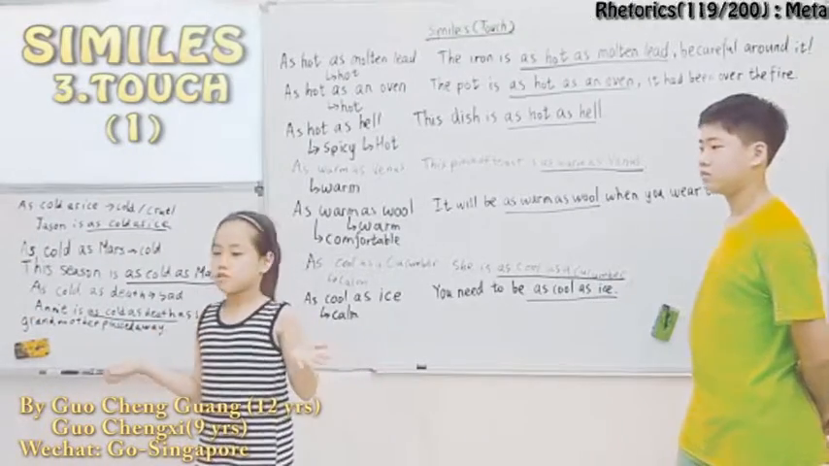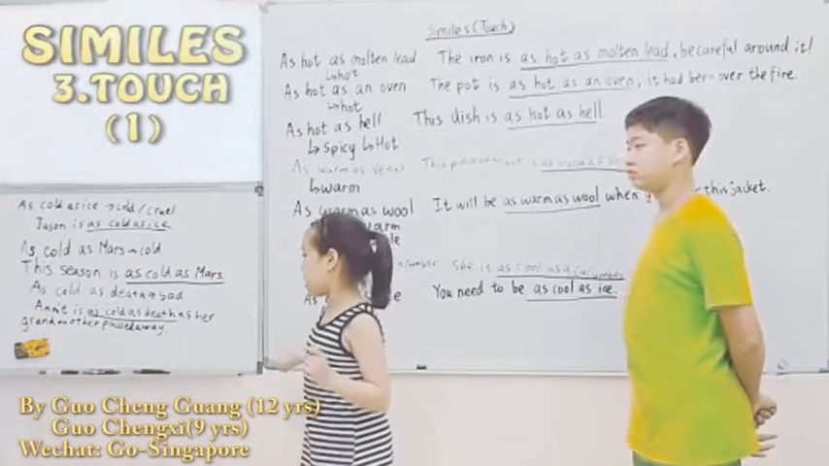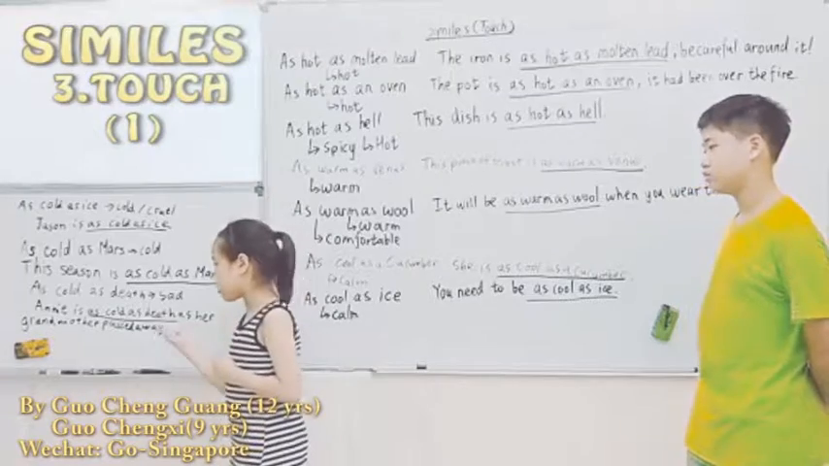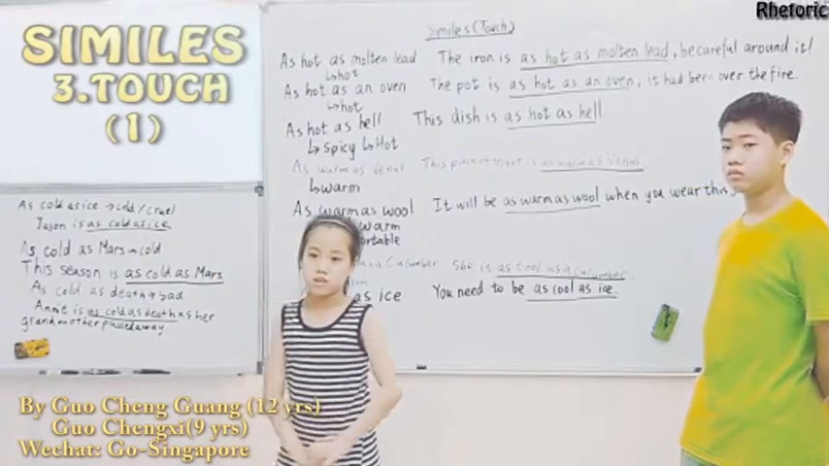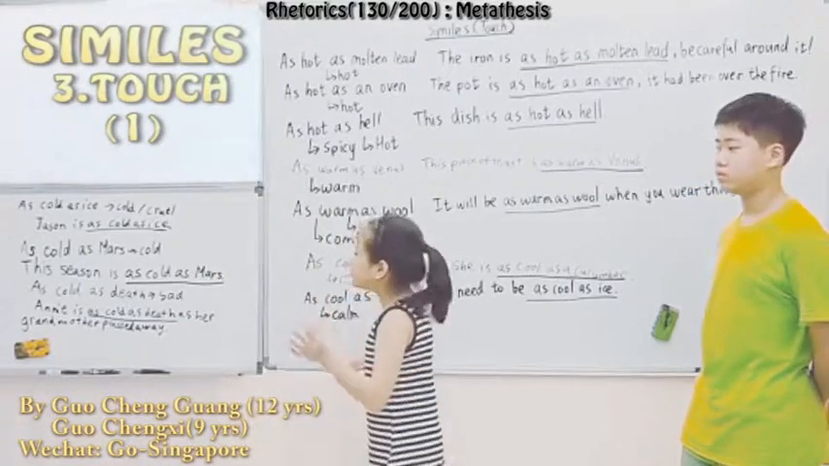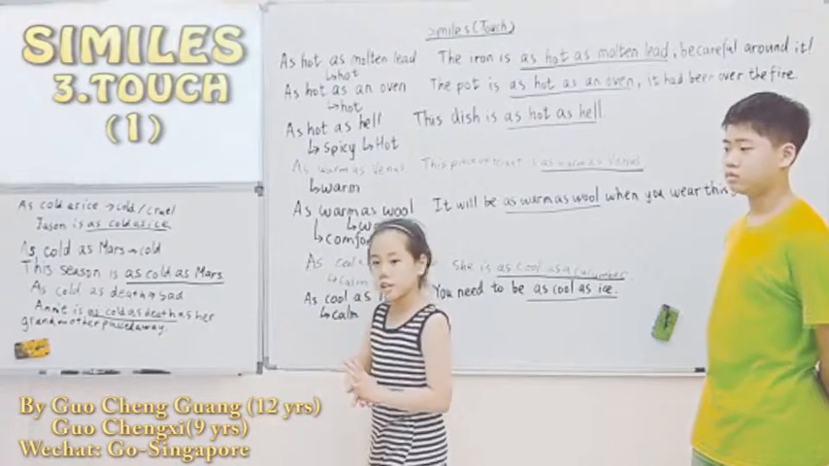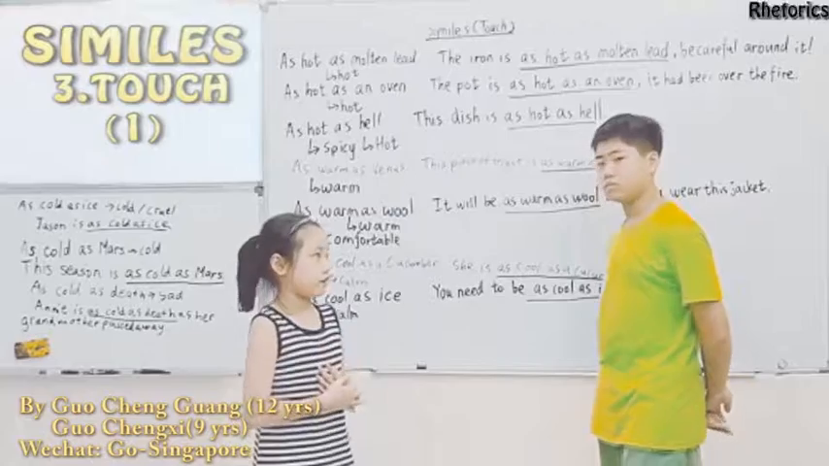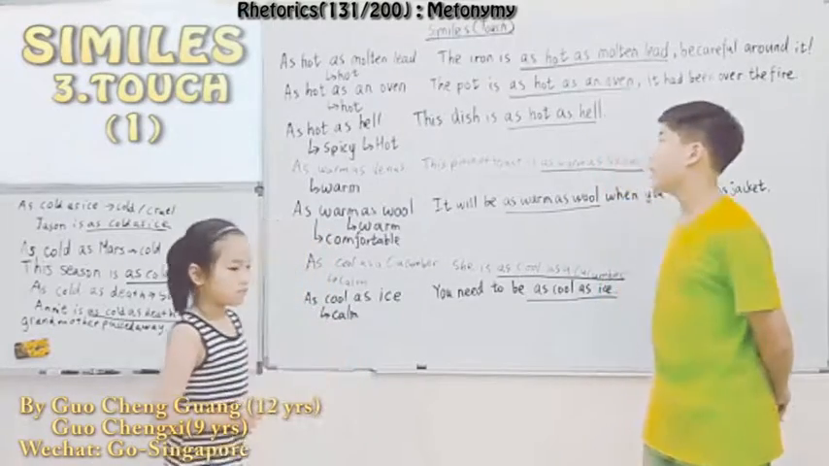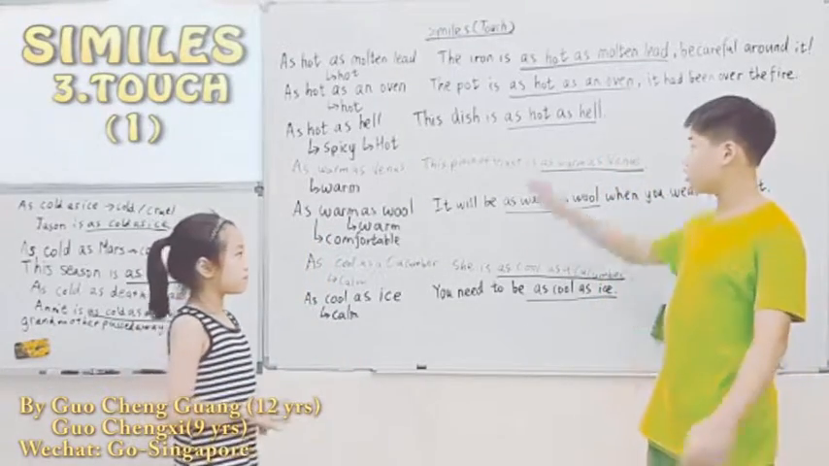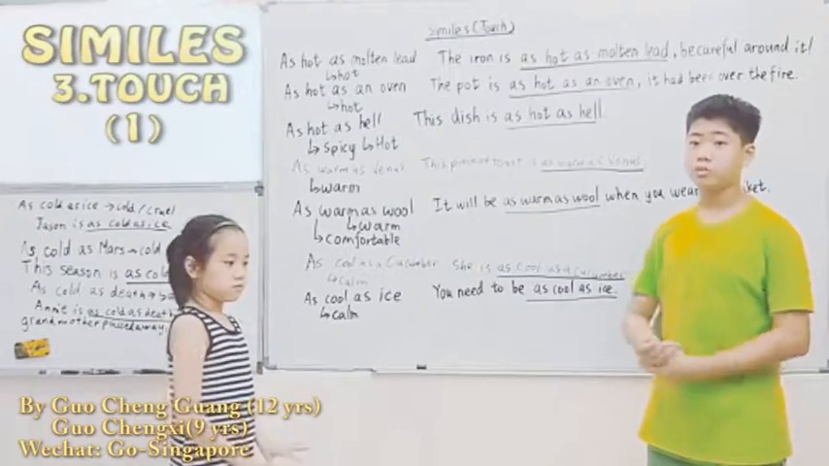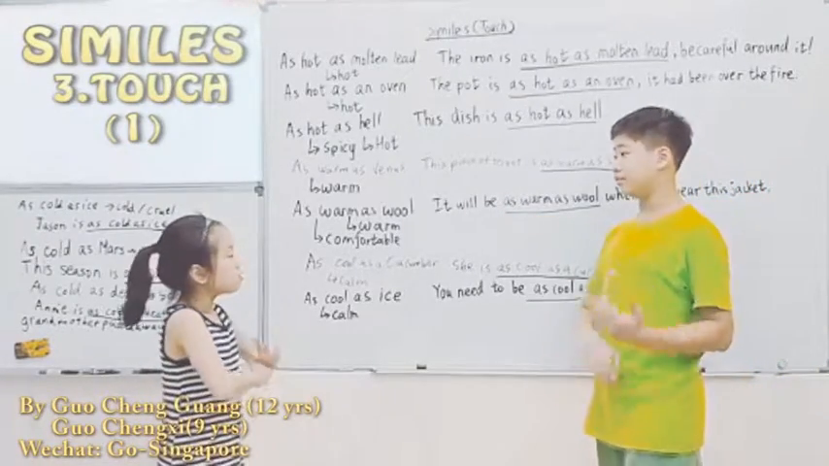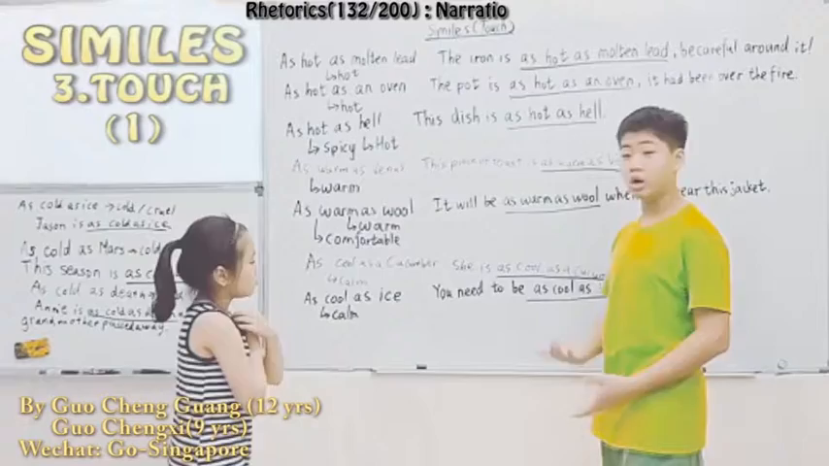Okay, so Annie is as cold as death as her grandmother passed away. So when someone passes away and it's very close to you, most probably you will be as cold as death, right? So right now here we have all of these different forms of touch, from hot to cold.